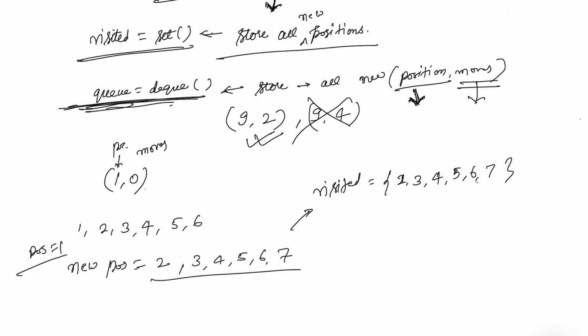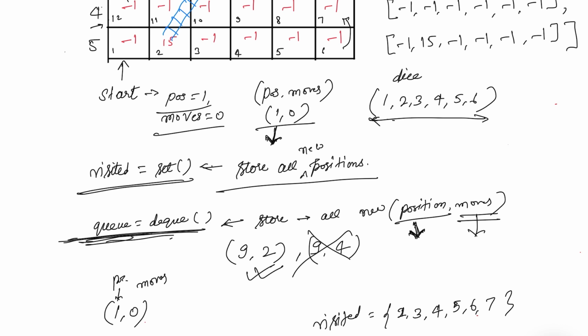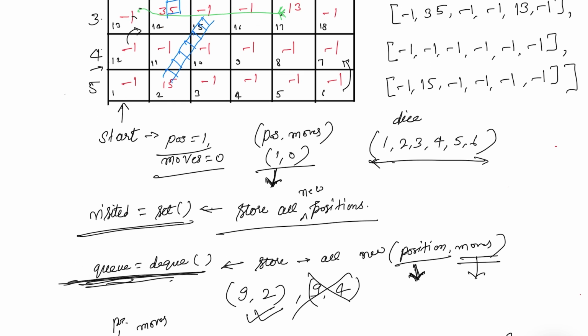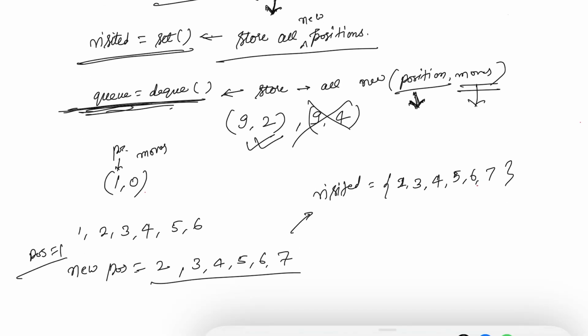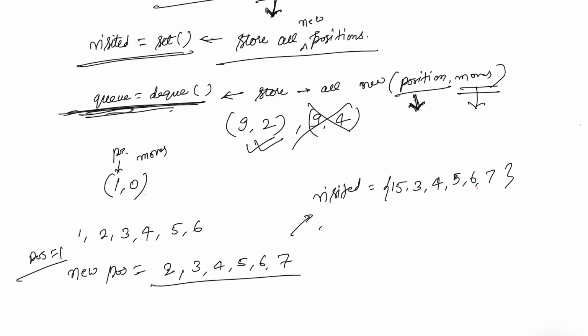And see one more thing, whenever there is a ladder or a snake, we will not store this 2. What we will store, because when we have gone on 2, we have reached position 15. So don't store this position 2, store position 15 inside this set, because on position 15 we have reached in just one move, and inside this queue we will store all the positions and their moves. So what are the positions and moves inside this queue?